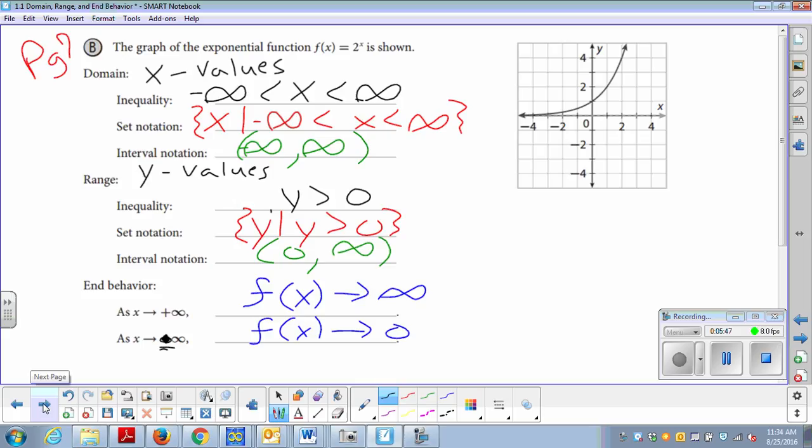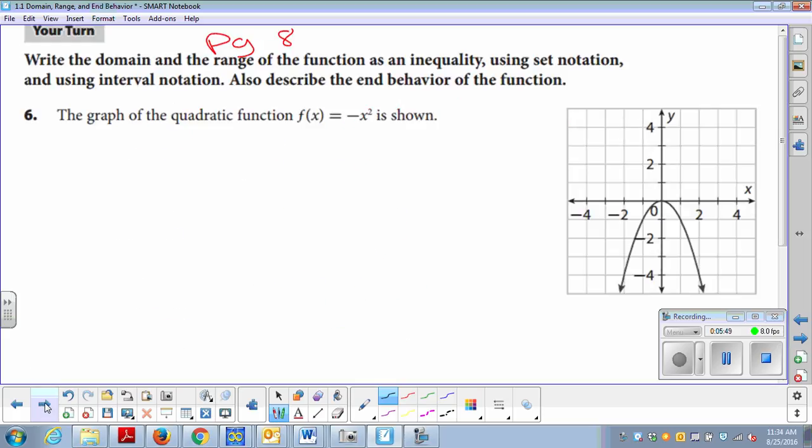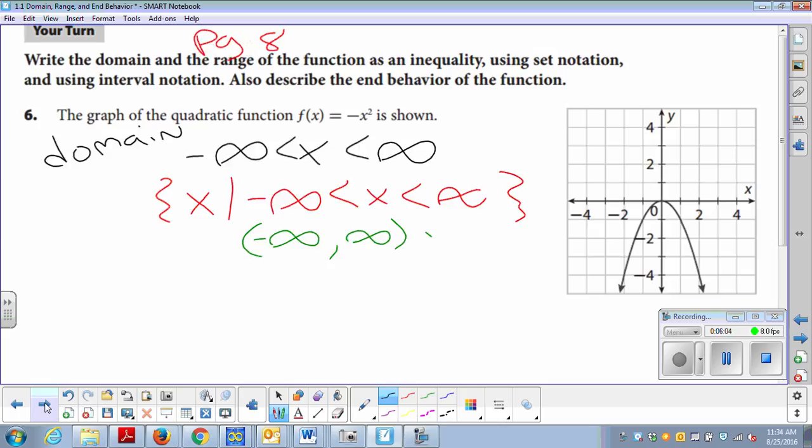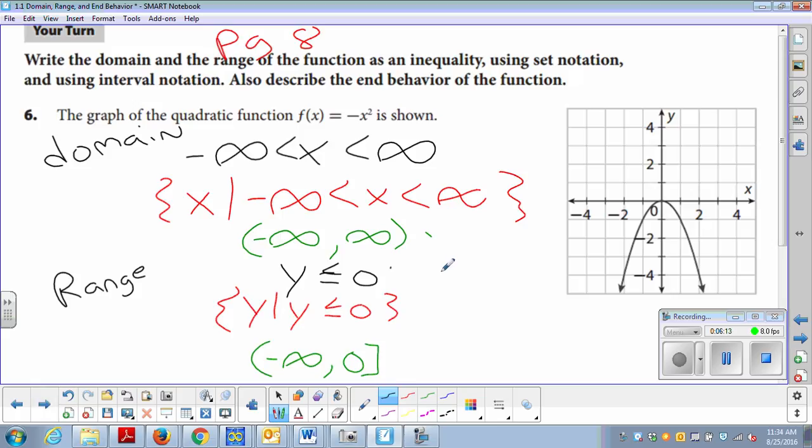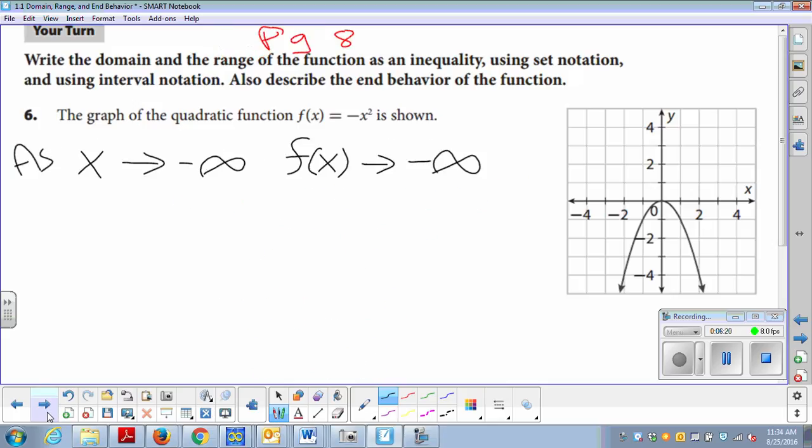Okay, take a look at this one and see if you can get it. Okay, now on this one, the answer for the domain is this. The range here, and the end behavior here.